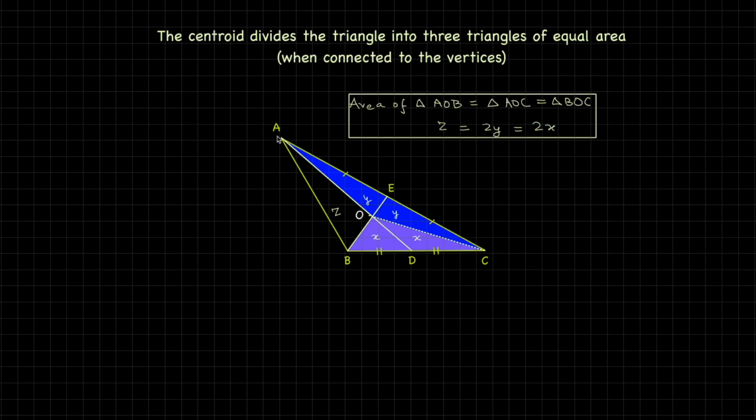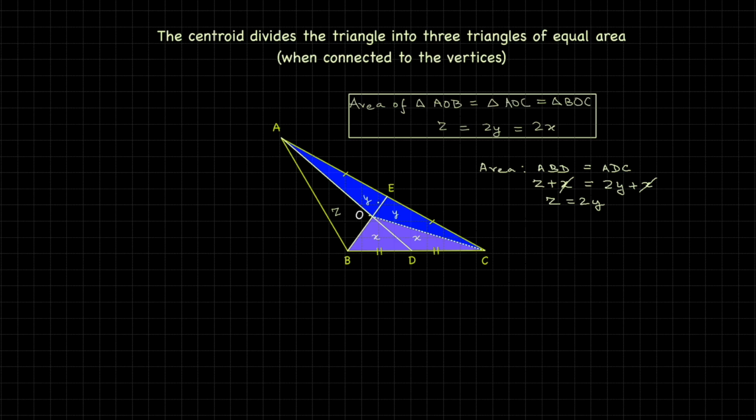Now if you look at triangle ABC as a whole, AD is a median, which means that the area of triangle ABD is the same as the area of triangle ADC. We can see that area of ABD with our nomenclature is Z plus X, and the area of triangle ADC is 2Y plus X. So cancelling out X from both sides, we get Z is 2Y. And this is the first part of the statement we wanted to prove.